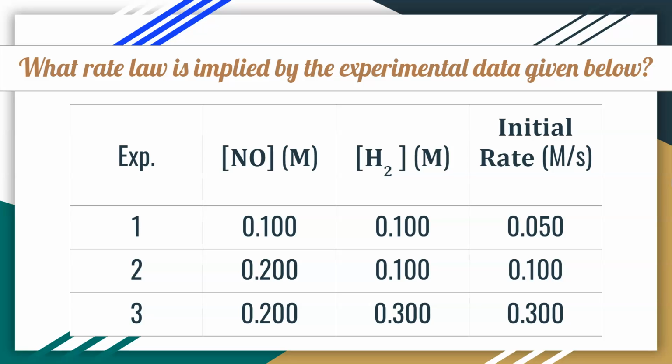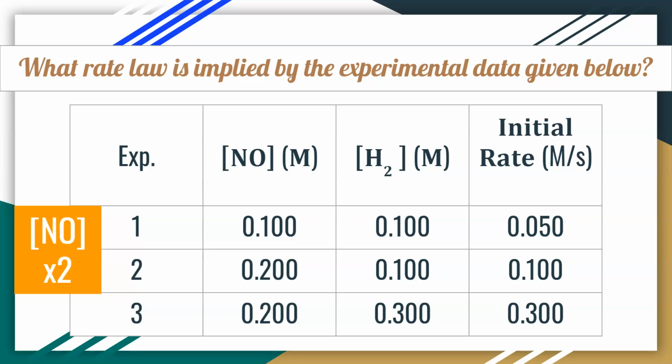So between 1 and 2, we can see that the concentration is doubling. And we don't want to stop there. We want to see, well, what's happening to the rate? And when we compare runs 1 and 2, we can see the initial rate changes from 0.05 to 0.1, which again is doubling. Now, when the concentration is doing the same thing that the initial rate is doing, we can determine that that's first order. So we therefore have just identified that nitric oxide is first order.